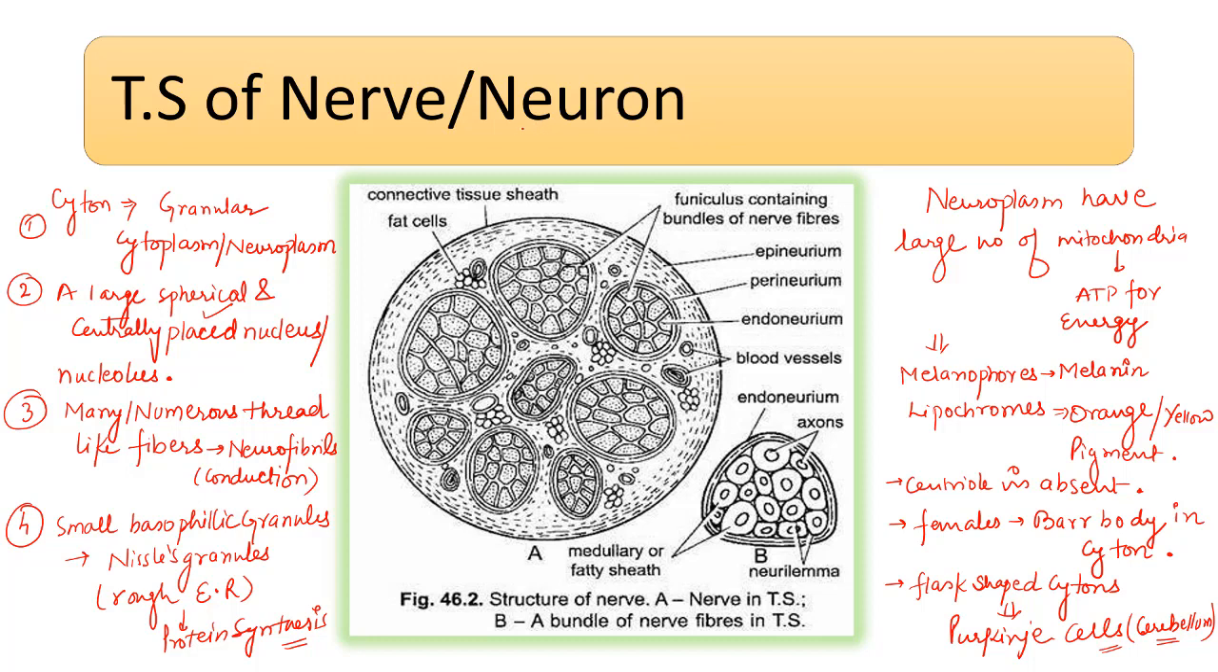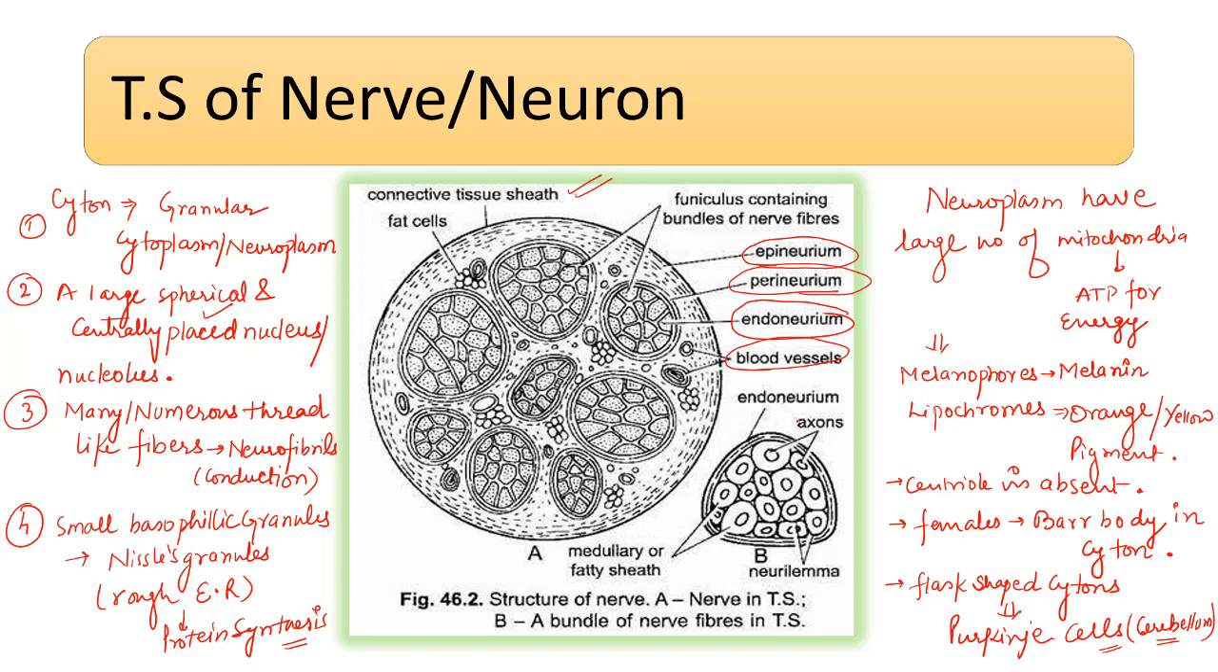Now, there is a diagram given to discuss the transverse section of a neuron. This transverse section says that the outermost layer is the connective tissue sheath. Just below the connective tissue sheath, epineurium is present. Then the nerve fibers are surrounded by a covering which is known as what? Endoneurium. And the bundles of nerve fibers are covered by a sheath which is known as what? Perineurium. As we have studied in muscles, epimysium, perimysium and endomysium. They have blood vessels.